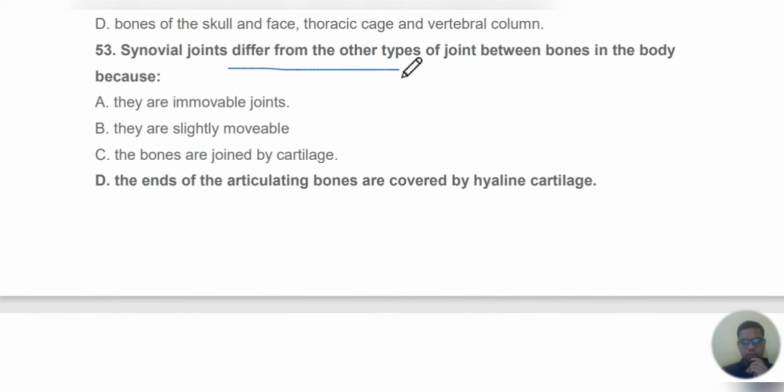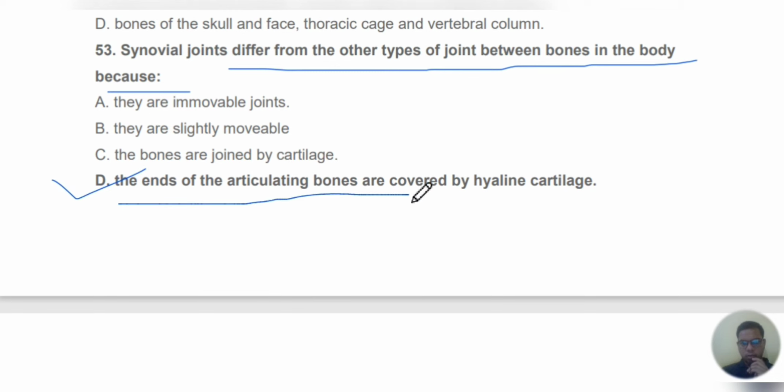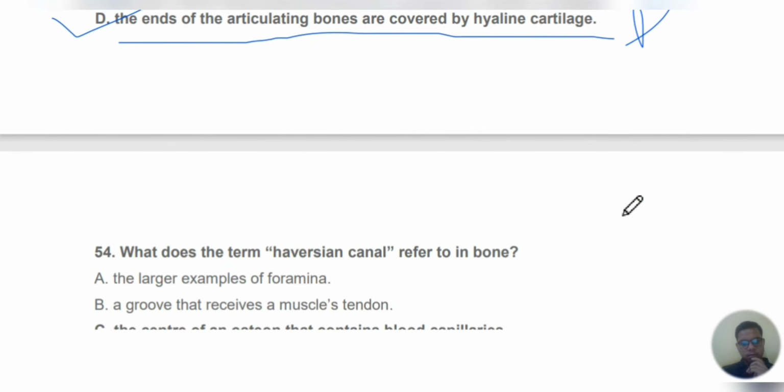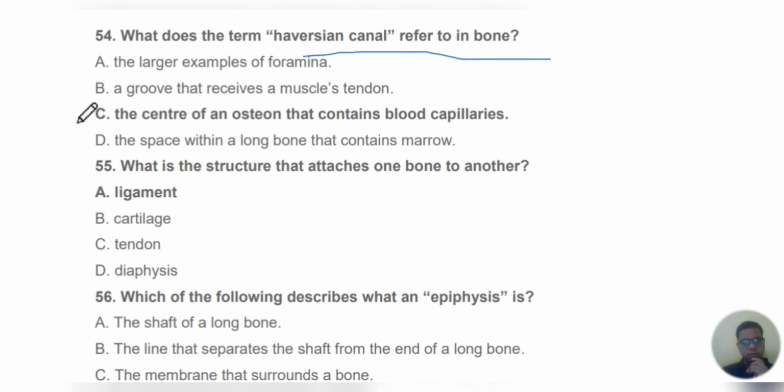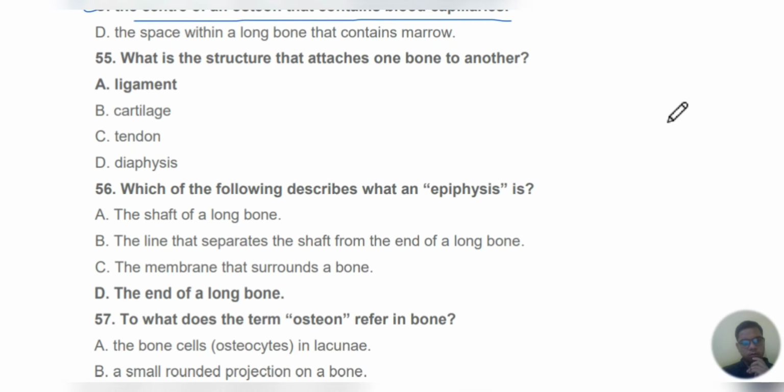Synovial joint differs from other type of joint between bone in the body because, answer is D, the end of the articulation bone are covered by hyaline cartilage. Okay, next is 54 question number. What does the term haversian canal refer to in bone? The answer is C, the center of the osteon that contain blood capillaries.